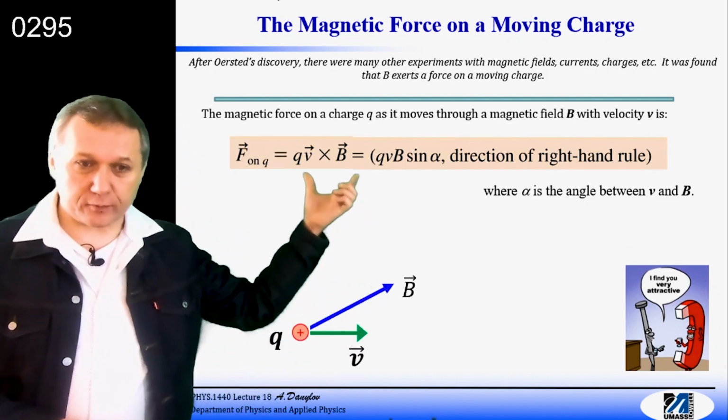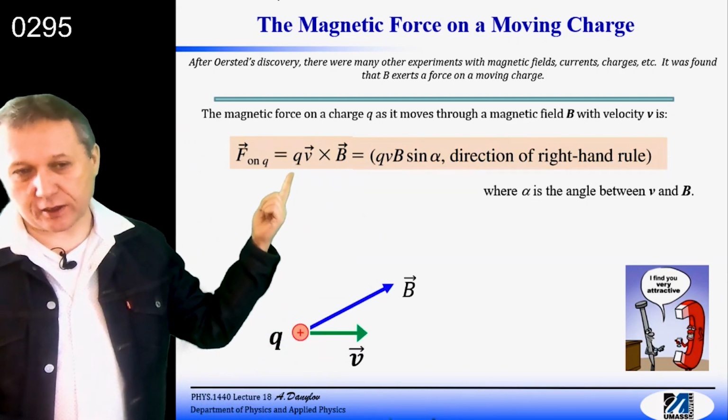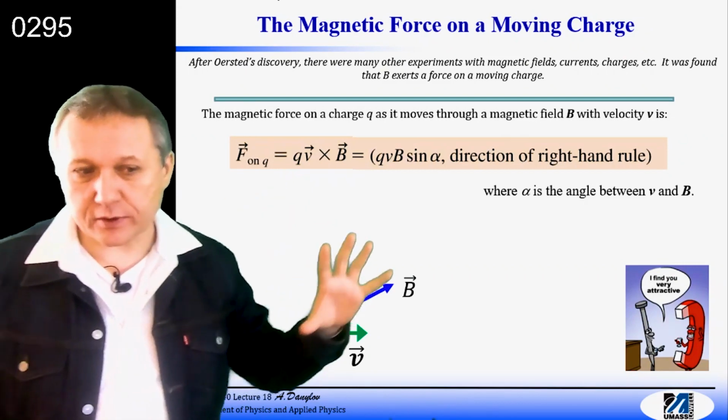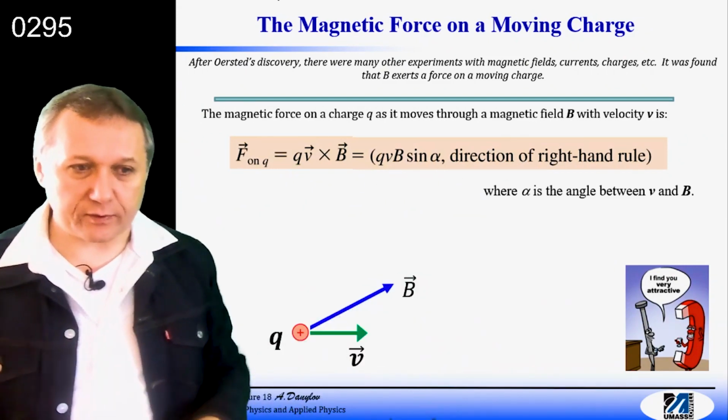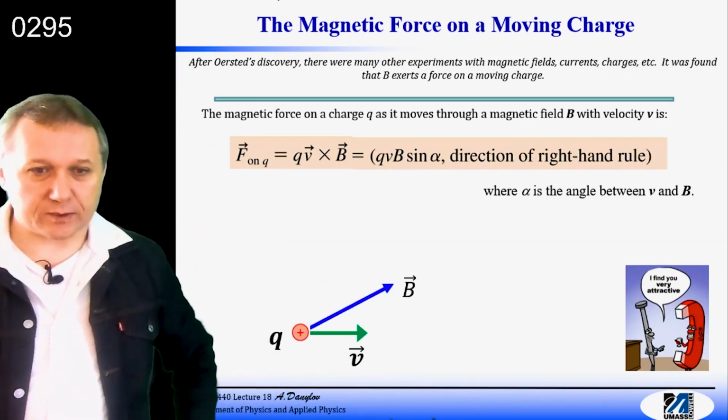Right? So be careful again. First find the direction of the cross product and then quickly check the sign of the charge. If it's positive, that direction gives you the direction of the magnetic force. If the charge is negative, that direction must be flipped.